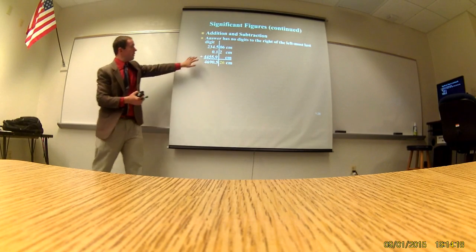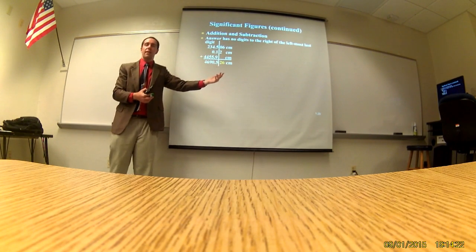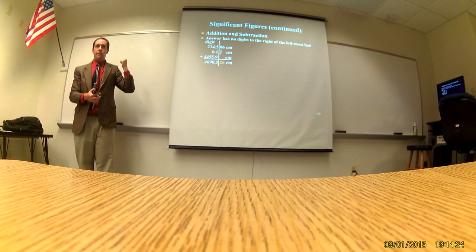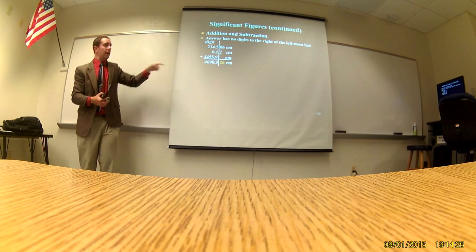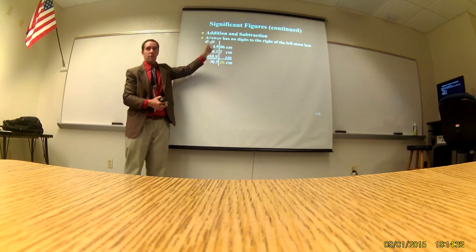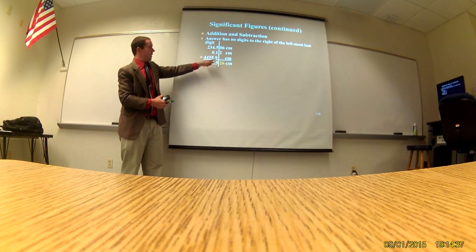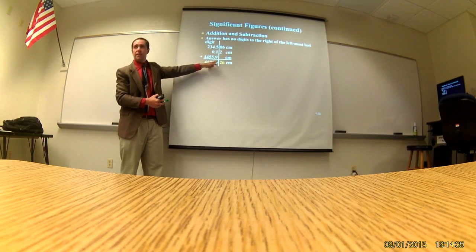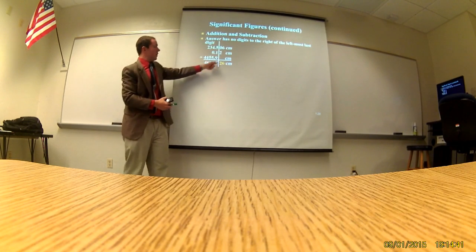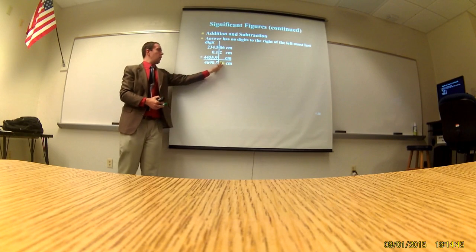In this one, which number has the last significant digit that is the furthest left? The last one. The last significant digit in this number is here, and this one is here, and this one is here. Draw a line to the right of that 9. That's your last significant digit. Draw a line. Do the math just like you always would, and then round to the left of the line.